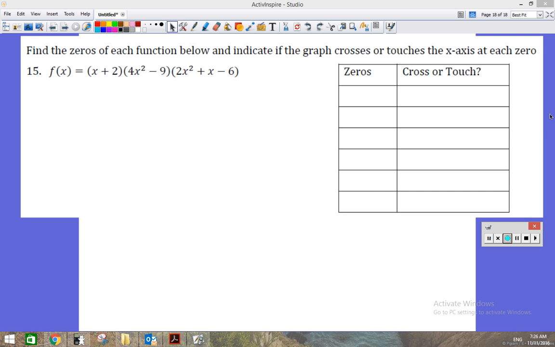Let's take a look at this problem. We're looking at review problems of skill packet 4, that's polynomial and rational functions. And they've given us a polynomial function that's partially factored, and they've given us a table.